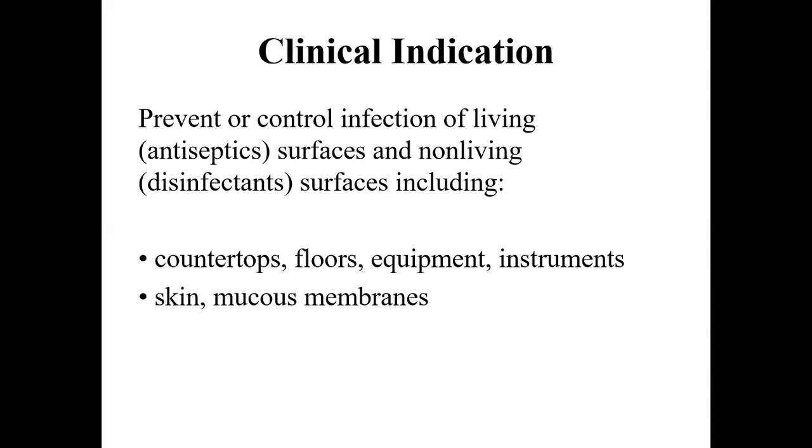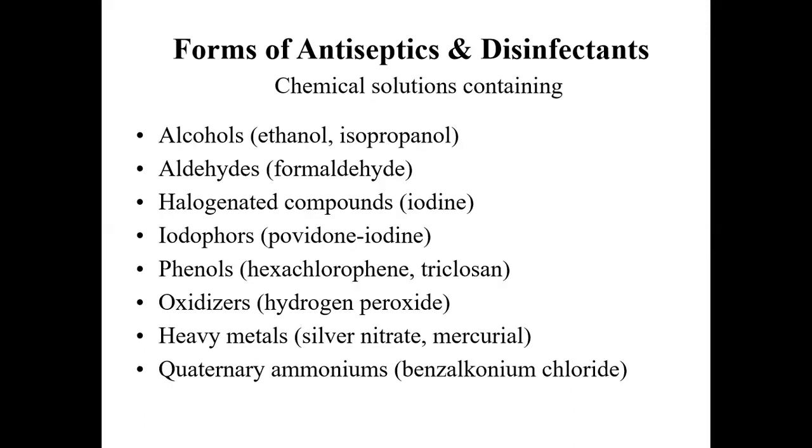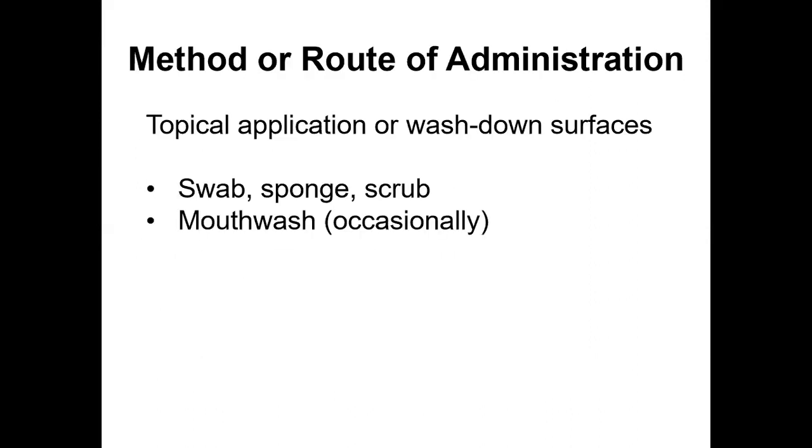Then we have what we call antiseptics and disinfectants, which prevent and control infection. Antiseptic surfaces and disinfectant surfaces include contact surfaces, floors, equipment, instruments, skin, and mucous membranes. Forms of antiseptic and disinfectant chemical solutions commonly used include alcohols, for example ethanol and isopropanol, aldehydes like formaldehyde, halogens like iodine, iodophors like povidone, phenols like hexachlorophene and triclosan, oxidizers like hydrogen peroxide, and heavy metals like silver nitrate and mercury. Quaternary ammonium compounds like benzalkonium chloride are also forms of antiseptics and disinfectants used.